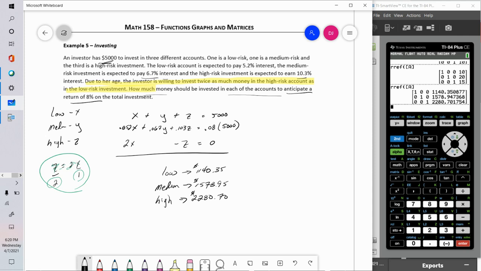And in the high risk account, she's going to invest $2,280.70. So the other thing I'm going to do to confirm that I have set this up correctly is, is it true that the amount of money invested in the high risk account is twice as much as in the low risk account? Yes, that's true. I'm confident with my answer.